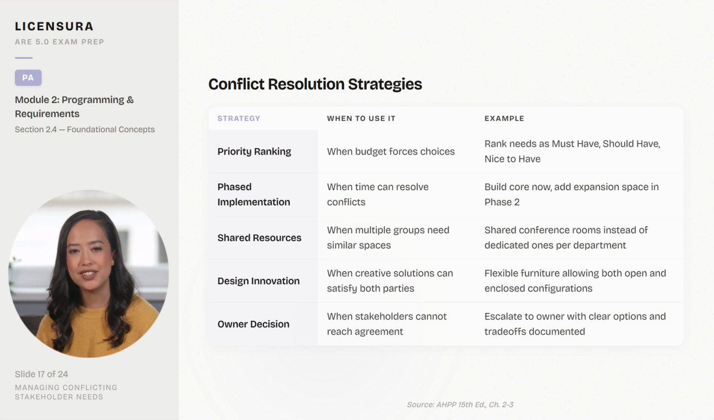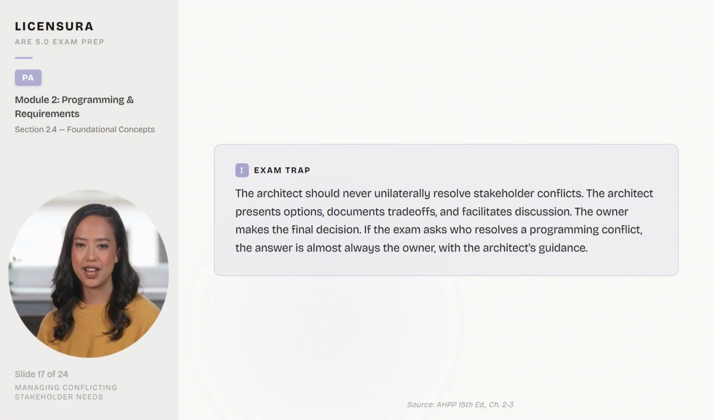The exam consistently tests that the owner, not the architect, makes the final call. A critical warning. The architect should never unilaterally resolve stakeholder conflicts. The architect presents options, documents trade-offs, and facilitates discussion. The owner makes the final decision. If the exam asks who resolves a programming conflict, the answer is almost always the owner, with the architect's guidance.